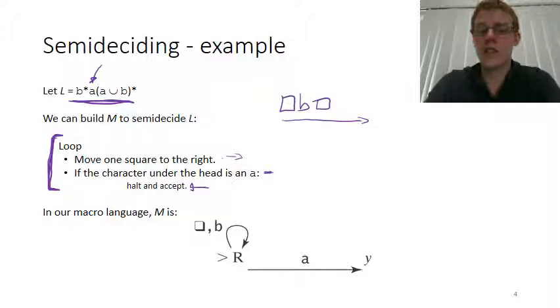So this fits our definition of semi-deciding. You'll note from the previous video that this does not fit our definition of deciding, because this is a string that is not in the language, and our definition of deciding said that we had to halt and reject. But in this case, for semi-deciding, it's fine. It can loop forever when the string's not in the language.